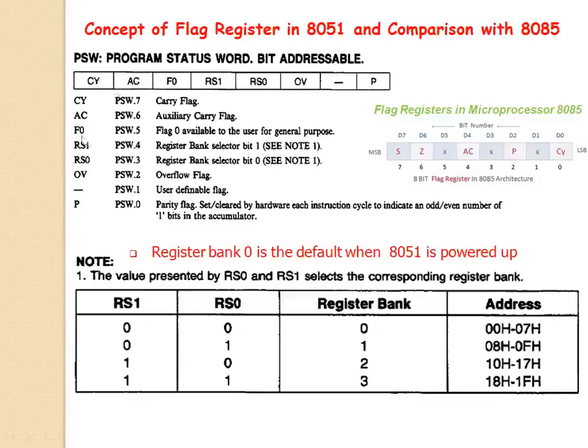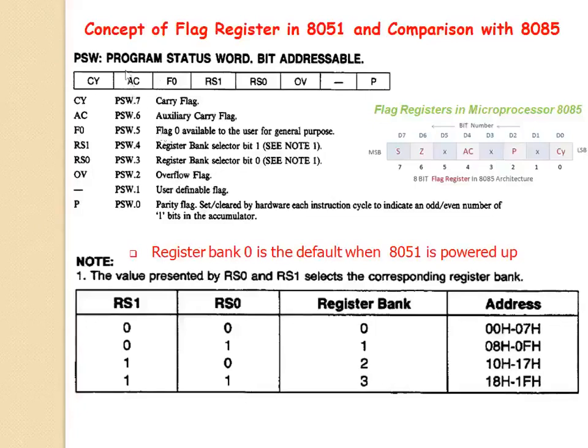The newer thing is F0. The F0 flag is available to the user for general purpose. Then RS1 and RS0 are register bank selector bit 1 and register bank selector bit 0. OV means the overflow flag, and this is a user definable flag. The parity flag is there, so accordingly it will be 0 or 1, and you can indicate whether the number is even or odd.